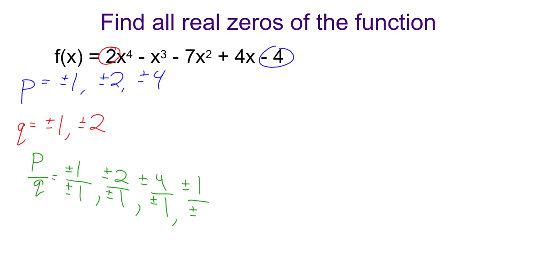Plus or minus 1 over plus or minus 2, plus or minus 2 over plus or minus 2, and plus or minus 4 over plus or minus 2.